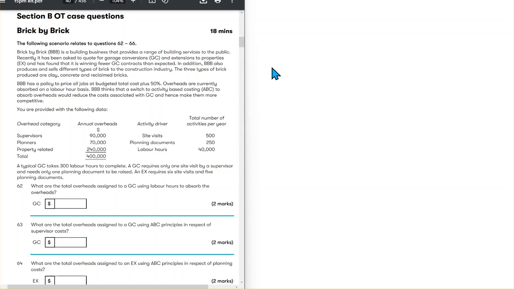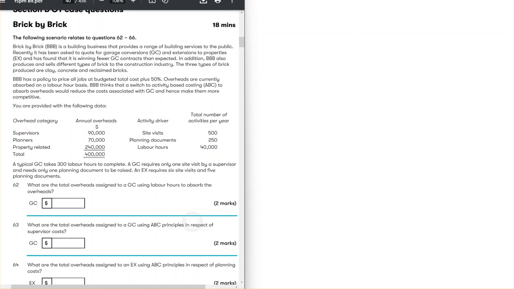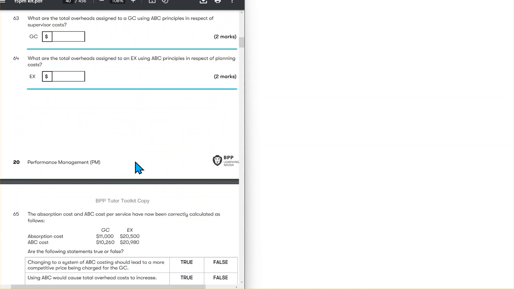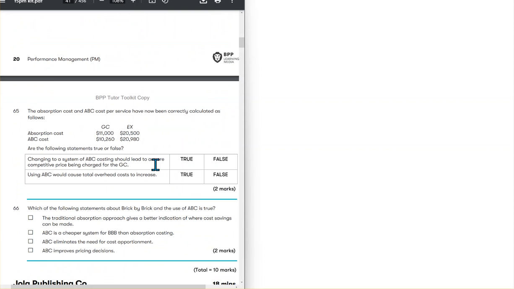Okay, let's look at the remaining questions on the kit. Let's look at the question. Brick by brick is building business. You can look at the requirement as well. Remember, always look at the requirement of the question first.